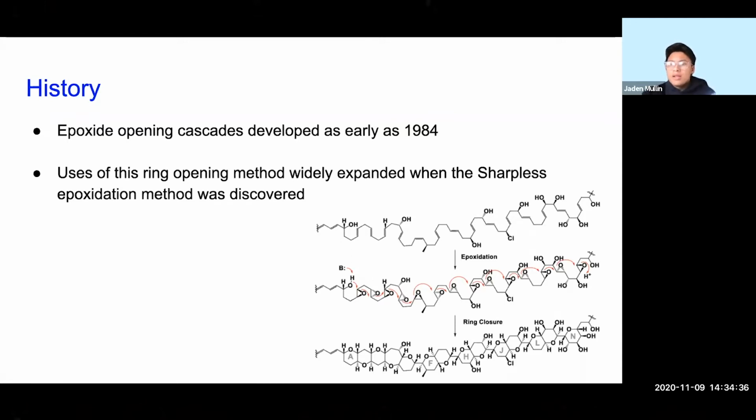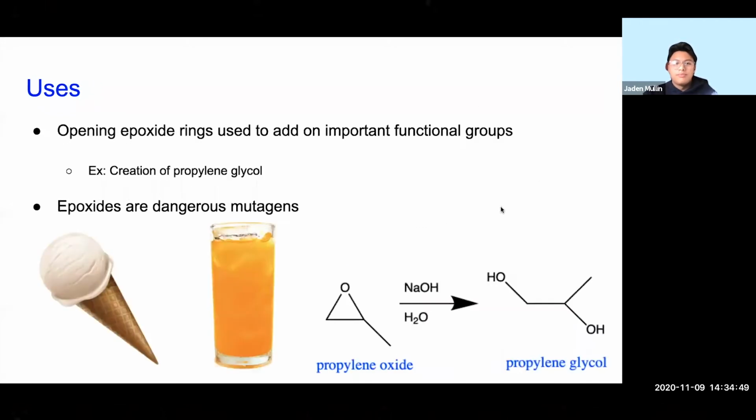The number of products that could be synthesized using this method was dramatically increased when in 2001, a Nobel-winning method of creating epoxy alcohols was discovered, and it's shown here, and it's called the Sharpless epoxidation method.